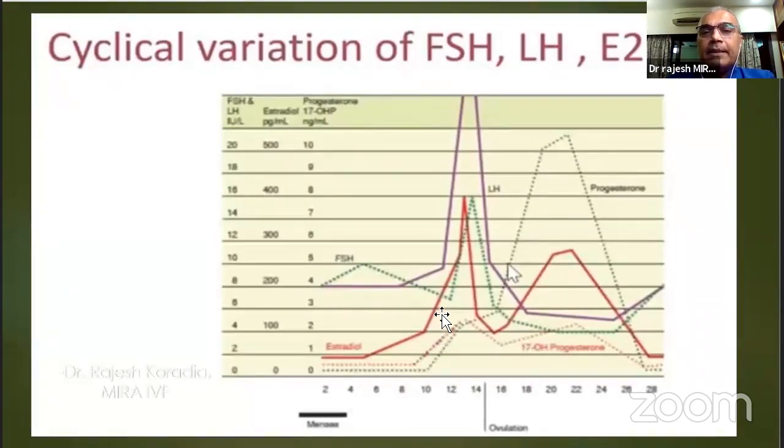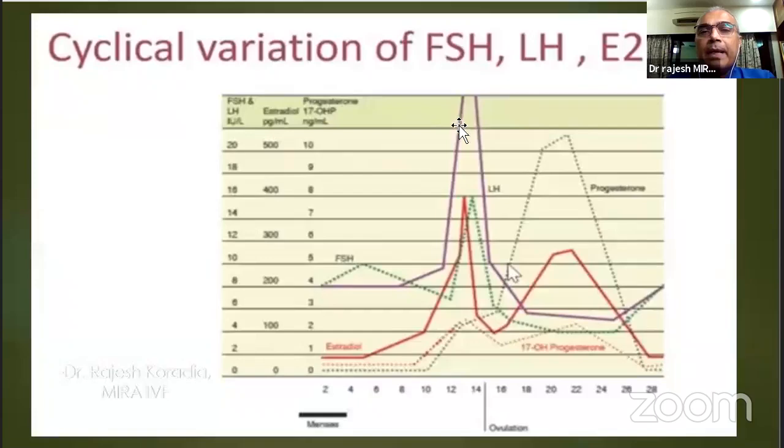So after this, the LH surge occurs. And if you notice, this is the point of LH surge, and this red line is the estrogen level. Before the LH surge is over, the estrogen starts declining. So if you want to determine the LH surge, this is an important point.